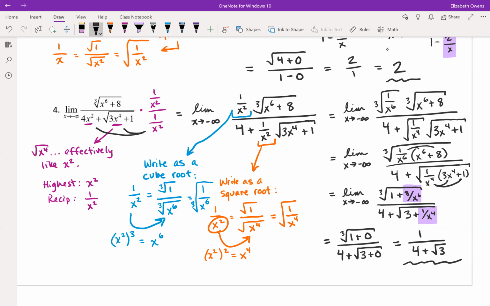You could also rationalize this since it does have a radical down in the denominator. I don't personally mind if you leave it in this form, that's all right. Rationalized, it turns out to be 4 minus the square root of 3 all over 13. If you want to practice your rationalization, but this is okay. So we'll leave it at that.